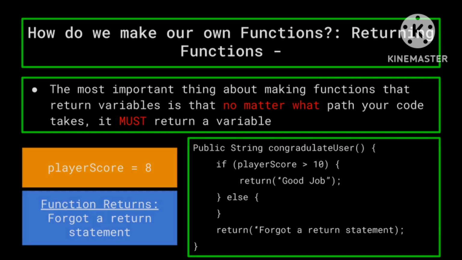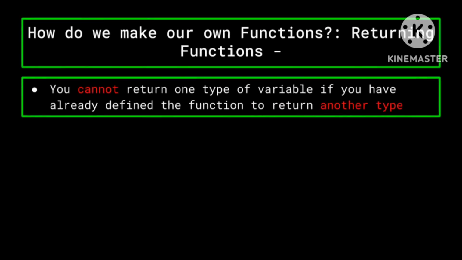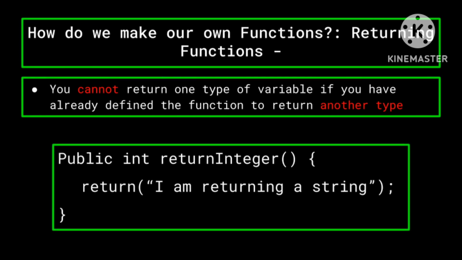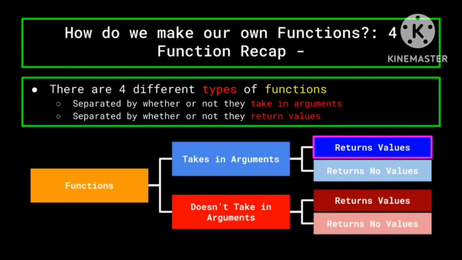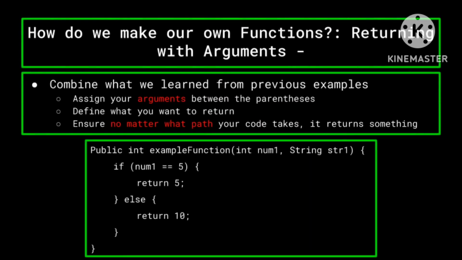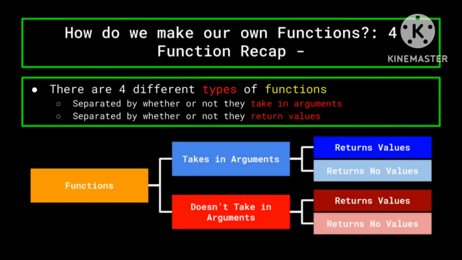Another small thing to note is that you can't return one type of variable if you've already defined the function to return another type. For example, you can't return a string in an integer function or vice versa. The return statement must always match the type of function, no matter what. The final type of function is one that returns variables and also takes in arguments, and for these, all you need to do is combine what we've learned from the previous cases. First, you assign your arguments in between the parentheses, making sure that you have also defined what type of variable you want to return, and then ensure that no matter what path the code takes, you are always returning that variable type. That concludes our discussion on functions.